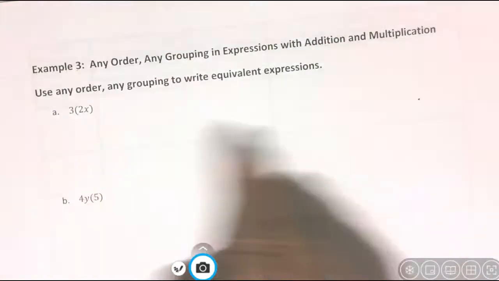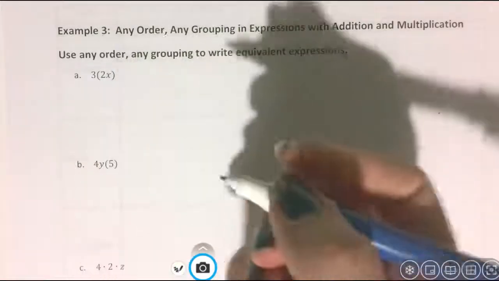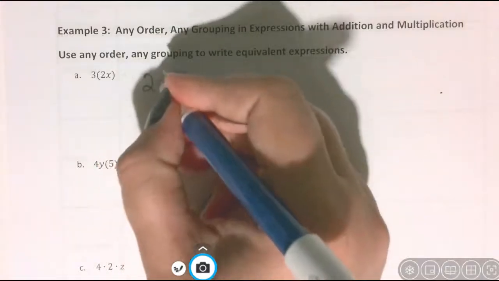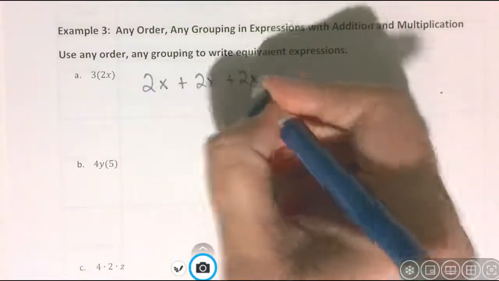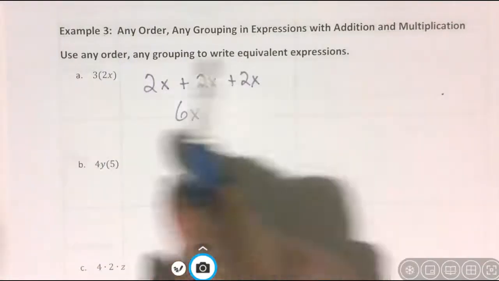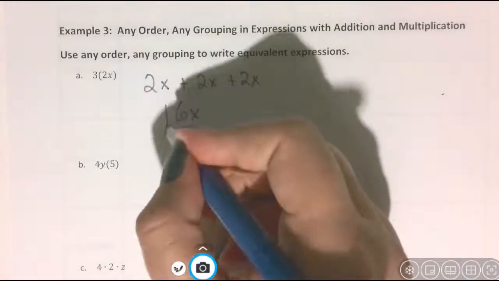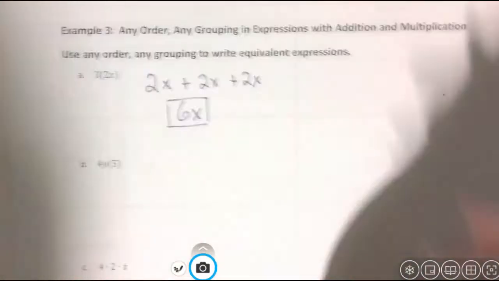Okay, so now we're going to get a little more complex as we move through this page. We have 3 groups of 2x. We just looked at that. We said that means 3 groups of 2x, which would be 6 x's. Okay, and I'm going to draw a box around our final answer that's in standard form.